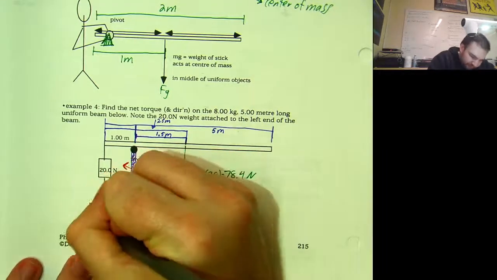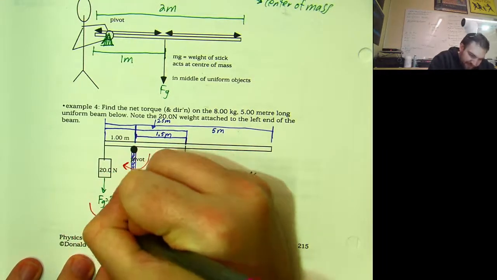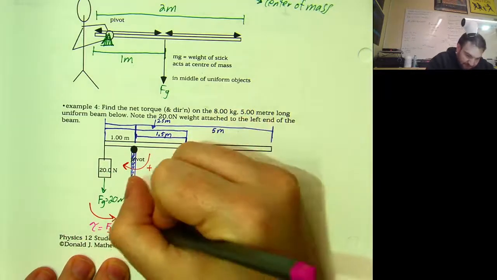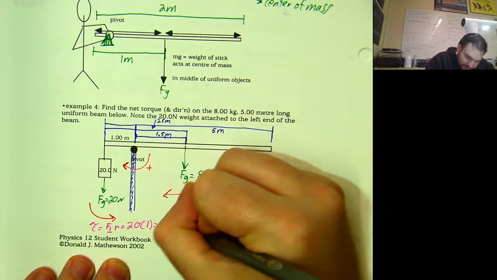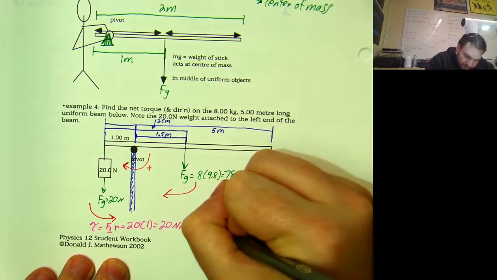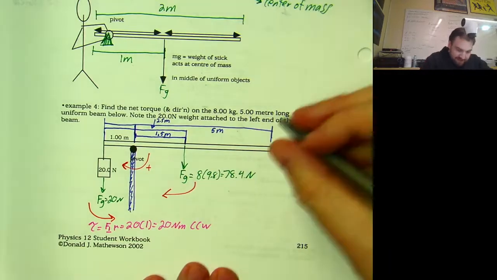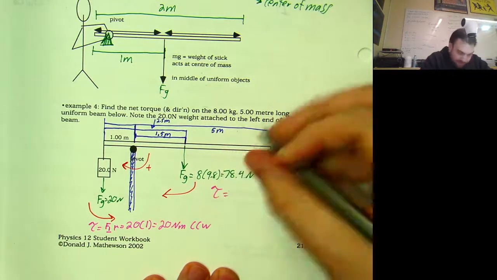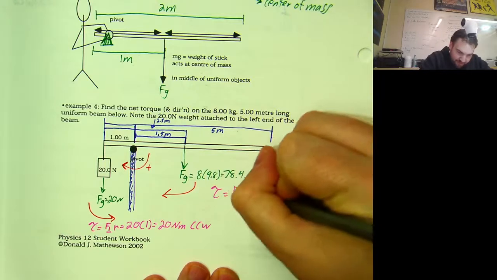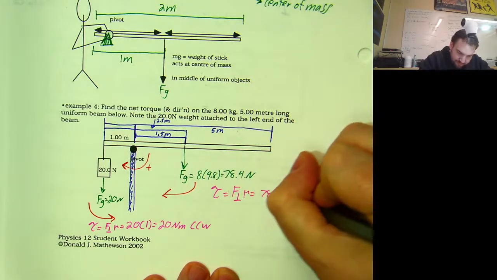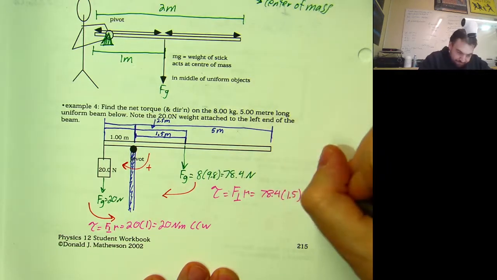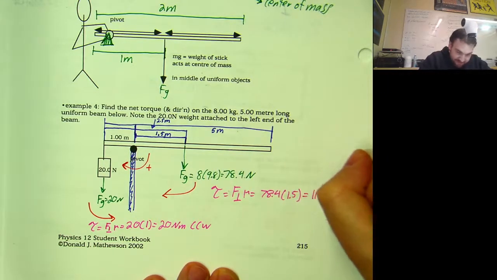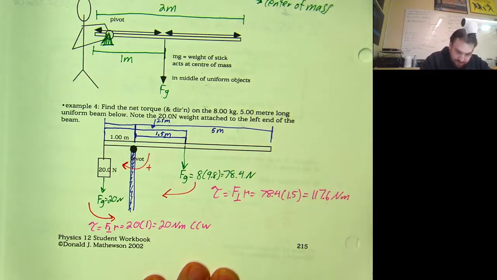Here, I'm going to have torque equals F perpendicular times the distance to my pivot. Well, that's just going to be 20 times 1, which is a torque of 20 newton meters counterclockwise. And this guy here is going to have a torque of F perpendicular times r. 78.4 is my F perpendicular. Now the distance to my pivot is 1.5. So that's going to be 117.6 newton meters. And he's going to be clockwise.